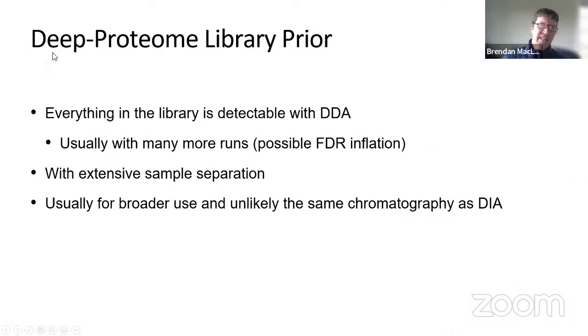So, deep proteome library prior, so you can do these experiments now. You can get a deep library that somebody else has created, so it was detected on their machine. In this case, everything's done on the same machine, but everything in the library is still detectable with DDA. We haven't yet gone to the level of, we could also just generate a PROSIT library, and then we would have spectra for everything. We'd have predictions for everything, but we'd have no idea whether it was actually even detectable by DDA.